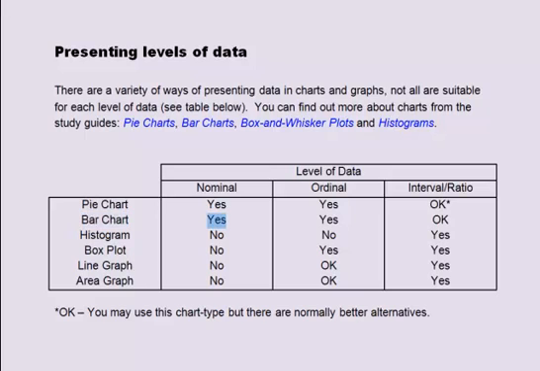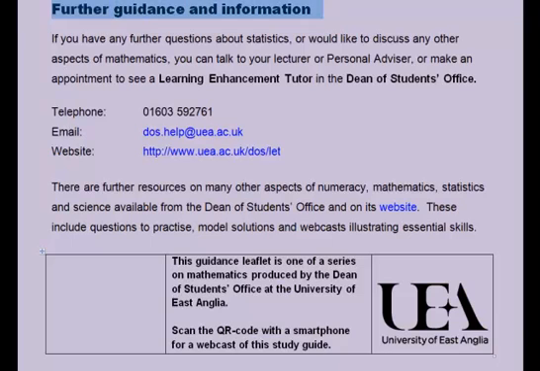Bar chart. Nominal, yes. Ordinal, yes. Interval ratio, OK. Histogram. Nominal, no. Ordinal, no. Interval ratio, yes. Box plot. Nominal, no. Ordinal, yes. Interval ratio, yes. Line graph. Nominal, no. Ordinal, OK. Interval ratio, yes. Area graph. Nominal, no. Ordinal, OK. Interval ratio, yes.